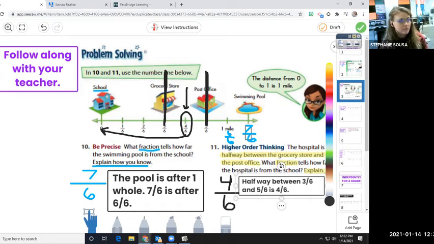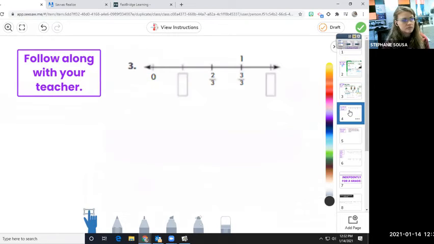Okay. Go to slide 4, please. Click on slide 4. Slide 4 says, follow along with your teacher. Here we have some blanks. We are going to write the fractions that are missing in the blanks. Let's start with 0 to 1 is the whole that we split apart. So here's 0 and here's 1.